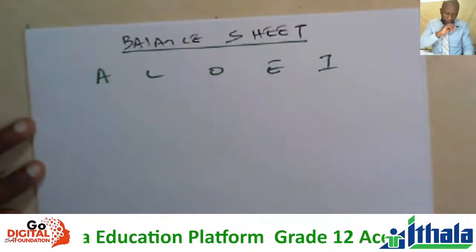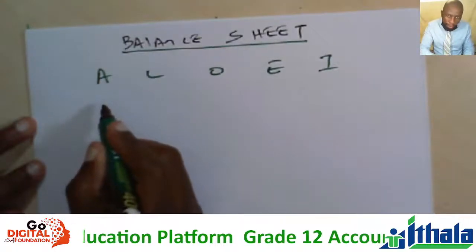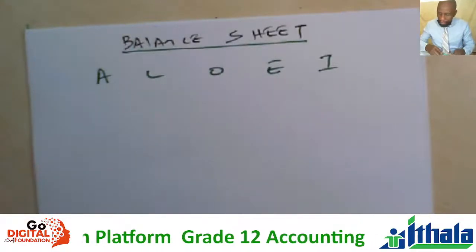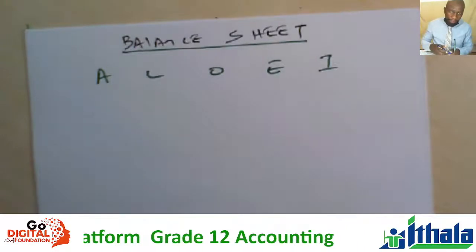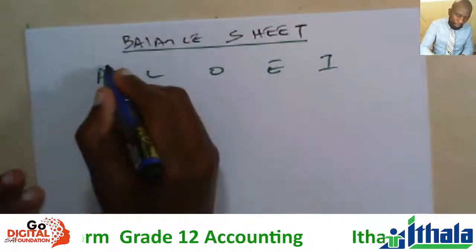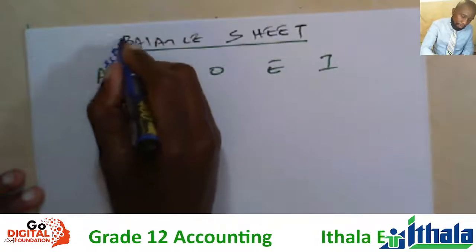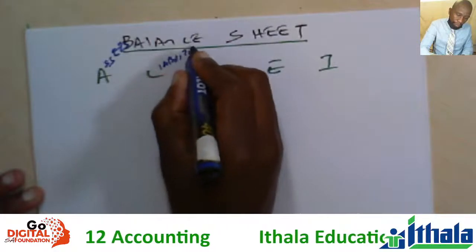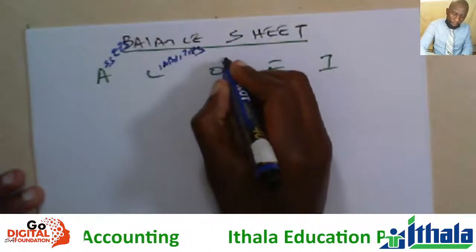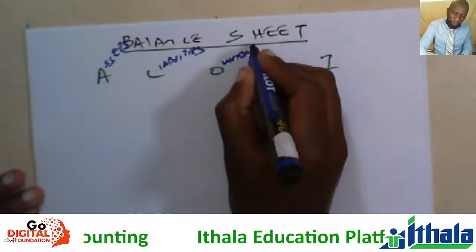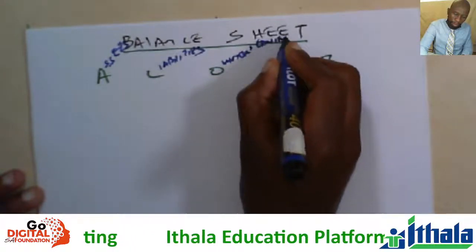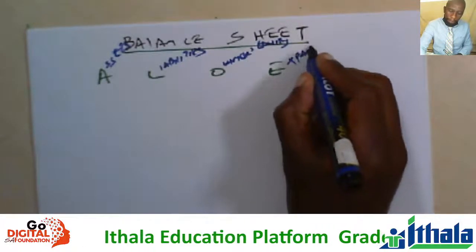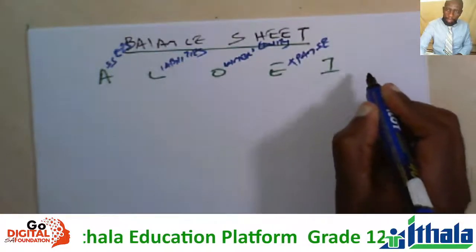So it's all about these 5 letters. A is for the assets. So we call it ALOE. This is assets. This is our liabilities. You know this one. Owner's equity, as well as expenses, and then income.